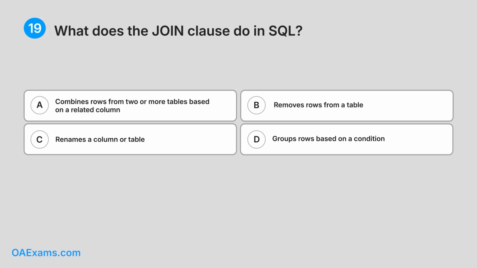19. What does the join clause do in SQL? A. Combines rows from two or more tables based on a related column. B. Removes rows from a table. C. Renames a column or table. D. Groups rows based on a condition. What do you think is the answer?